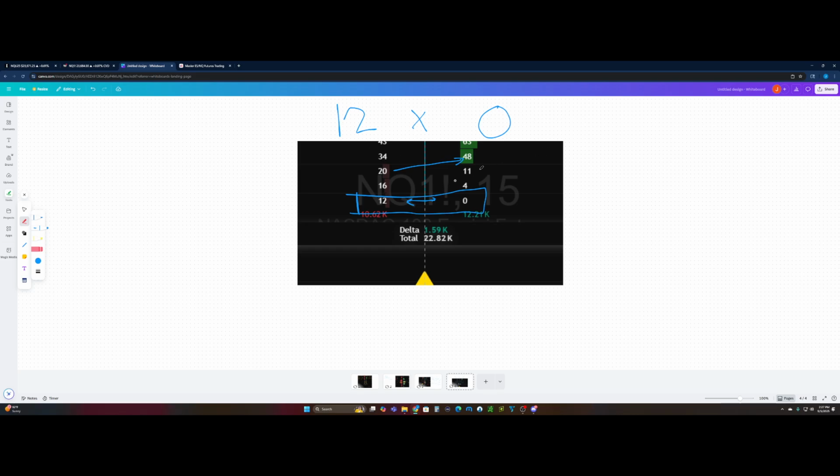Now, what I'm about to show you happens at very specific points on a candle. Do not do this within the candle, right? Do not look at this within the candle. What you're going to look at is the very top and the very bottom.